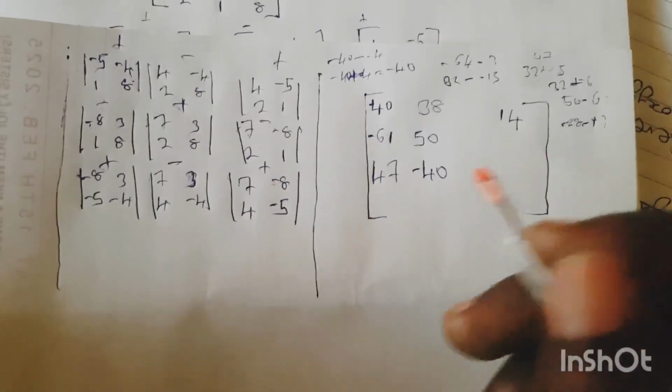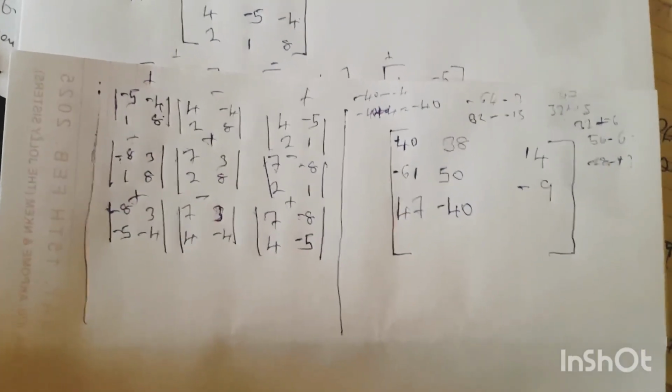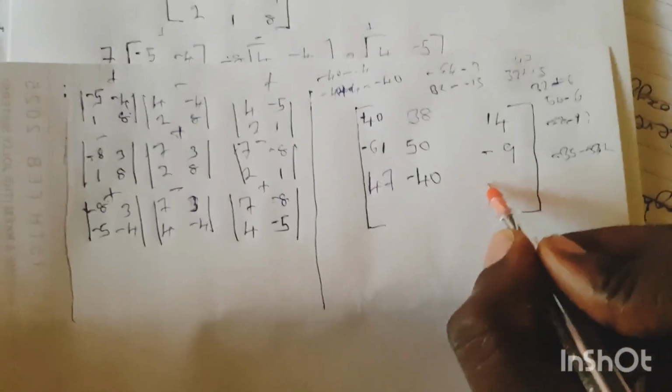So now 1 times 7 is 7. 2 times minus 8 is minus 16. So 7 minus 16, it's going to give us minus 9. Minus 9. So minus 5 times 7, that's minus 35. Then 4 times 8, that's 32. So minus 35 minus 32, that's going to give us minus 3. So we've gotten our matrix.